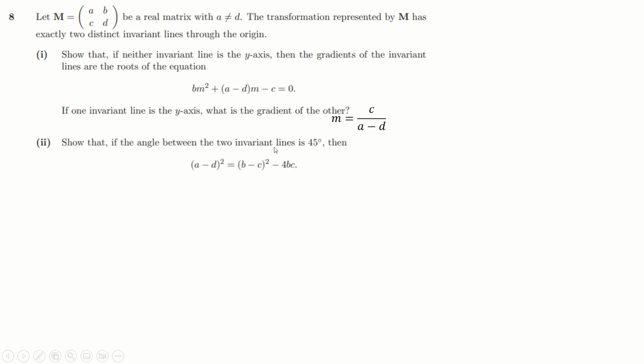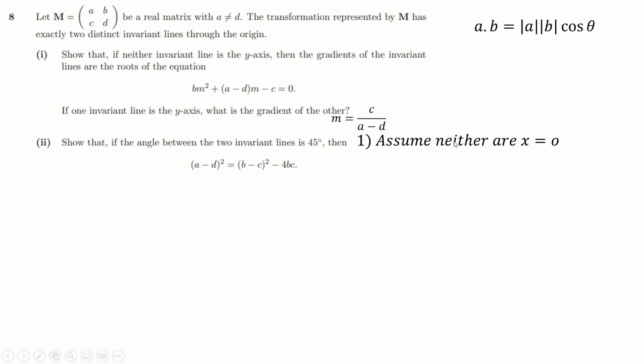Show that if the angle between the two invariant lines is 45 degrees. Now, the only way that I know anything about angles between lines is if I consider those lines to be vectors and then use the whole a dot b equals ab cos theta idea. The other thing we should say is that we've got two cases, right? We've got the case governed by this idea where one of the lines is the y-axis and the other isn't. And then we've got the case here where neither of them are. So we're going to have to do those both separately.